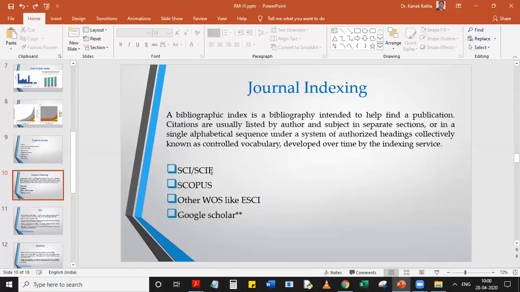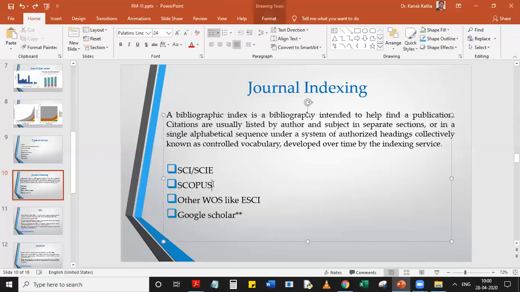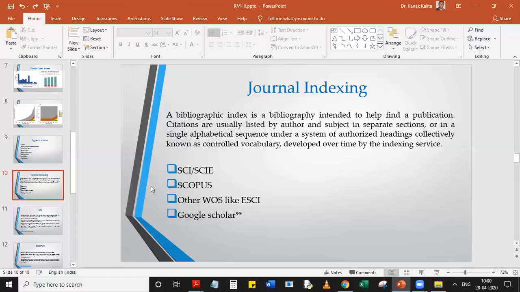Then there is the next thing, something called Scopus. We'll also discuss what Scopus is. So basically, I hope you understood what a bibliographic index is. A bibliographic index is nothing but a catalog of journals of the same or similar quality that are grouped together.